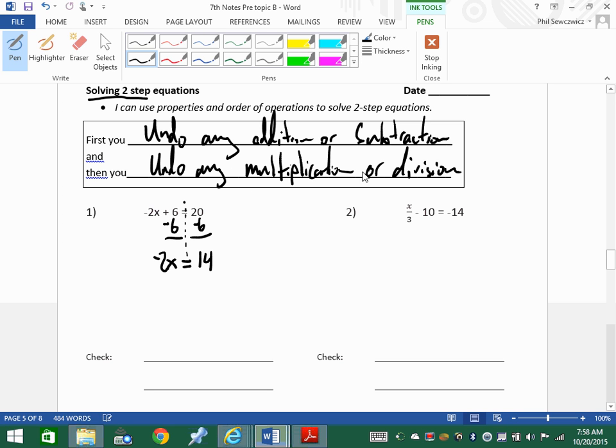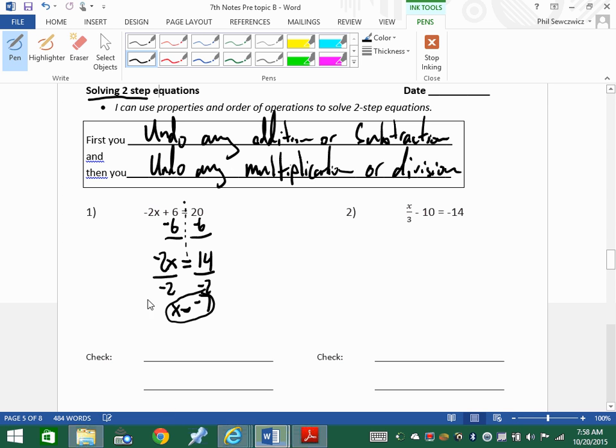Now we can undo any multiplication or division. The opposite of multiplying by a negative 2 is to divide by a negative 2. So when we plug this in, we end up with x equals negative 7. Again, negative 2 divided by negative 2 is a positive 1. There's our solution, x equals negative 7.